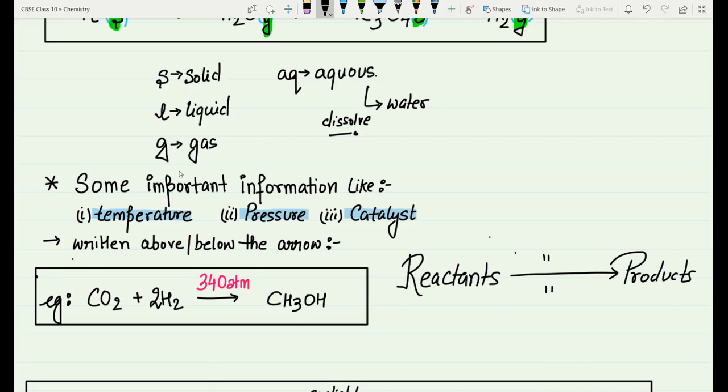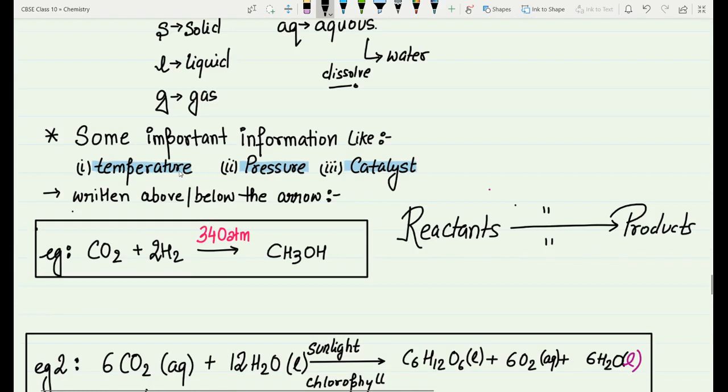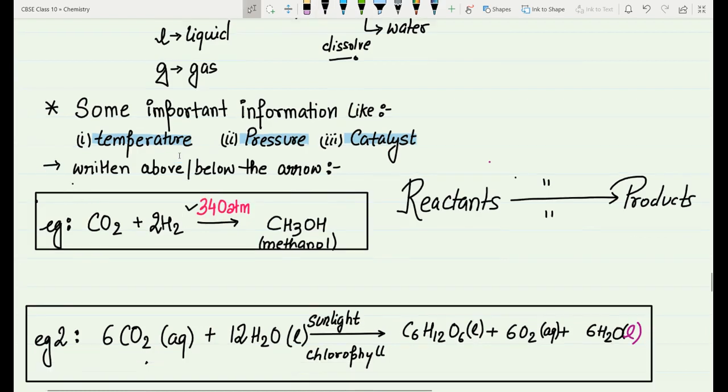For example ये जो रिएक्शन है where carbon dioxide react with water to give this one CH3OH is methanol, which we will learn in the organic chemistry class. So ये reaction takes place in 340 डिग्री 340 एटमॉस्फेरिक प्रेशर. मतलब ये रिएक्शन करने के लिए हमें 340 एटमॉस्फेरिक प्रेशर देना पड़ता है. वैसे हम लोग और भी कंडीशन लिख सकते हैं.